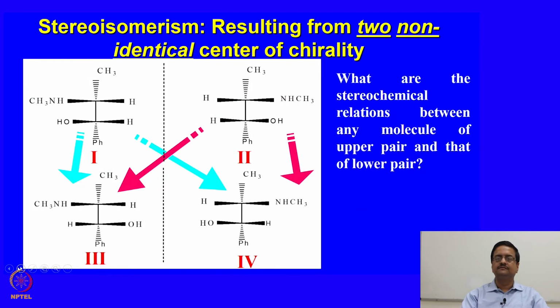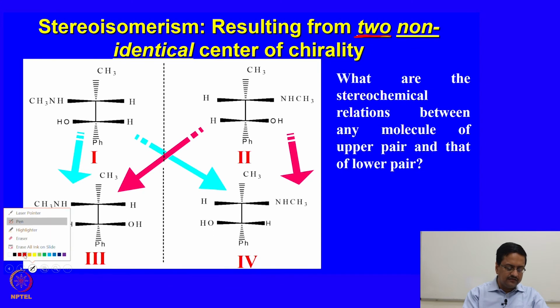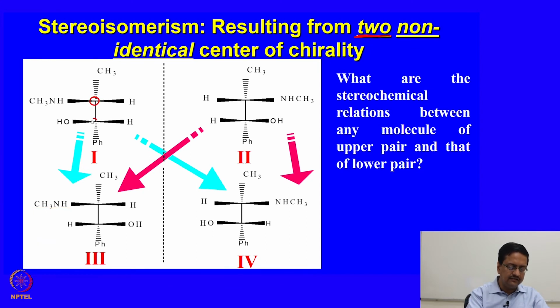Let us see one example. In this case, we have two non-identical centers of chirality. The chiral centers are at these points, and they are not identical in the sense that the substituents are different at these two centers. Therefore, it should have 2 to the power 2, that means 4 isomers, and those 4 isomers should be enantiomeric pairs. First, we can draw this molecule as shown here as number 1.